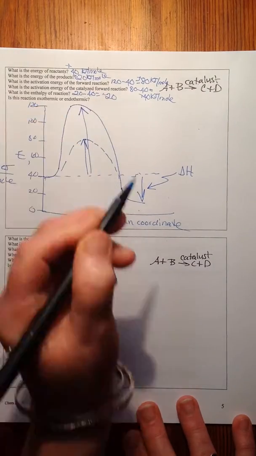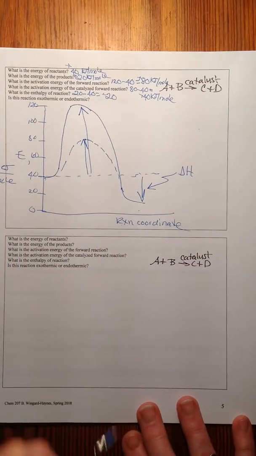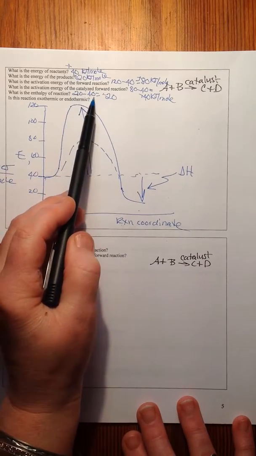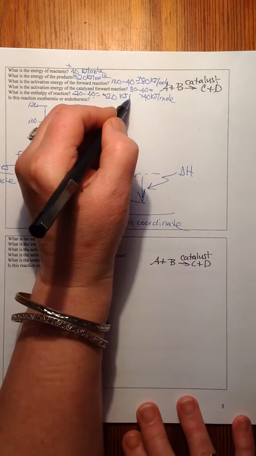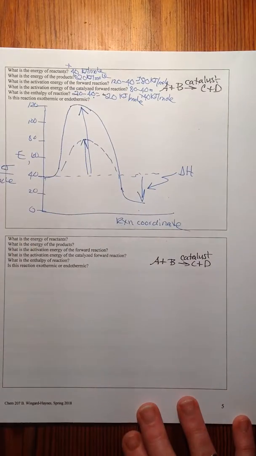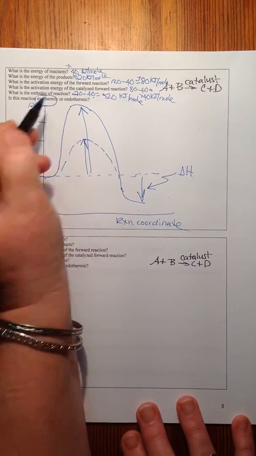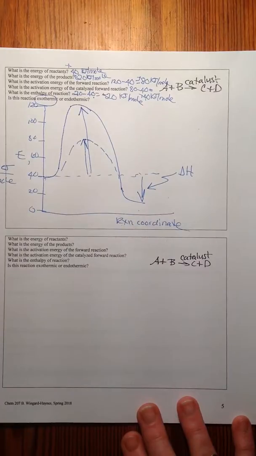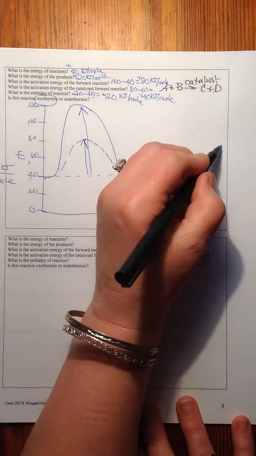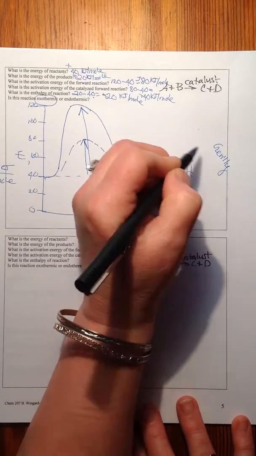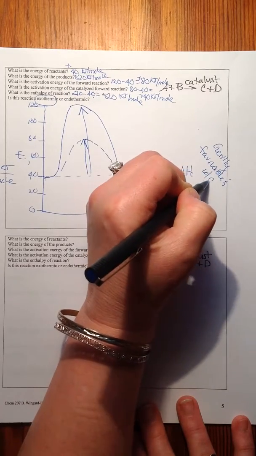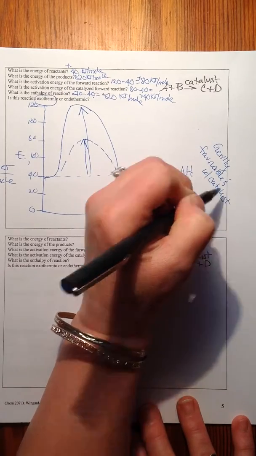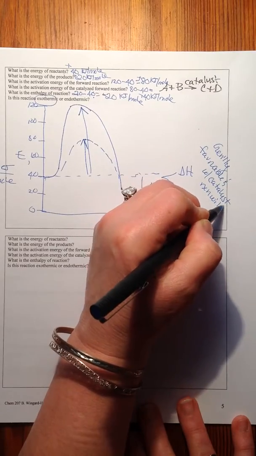So just like your stocks or your checking account, when you start with $40 and you end with $20, you have a minus 20 kilojoules per mole. And because that is minus, that is exothermic. So what this is saying is that this reaction is generally favorable, and with a catalyst, the reaction will just go faster.